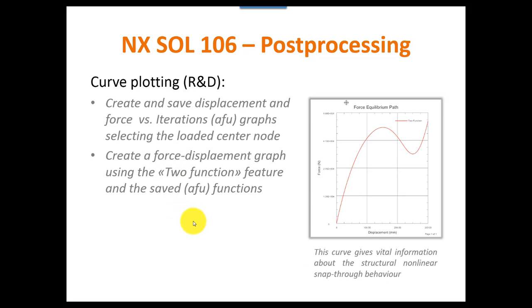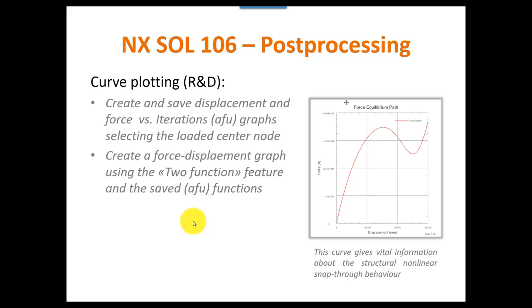Then you have to plot curves, and unfortunately you have to do this in 2 steps. Hopefully Doug Wenck will get a budget for this at the next release, so we can do it in an easier way. Right now you have to first plot the displacement versus the iterations, or the load factor, and then plot the constraint forces in the center node as a function of the iterations or the load factor. Then you have to save those 2 files in AFU format.